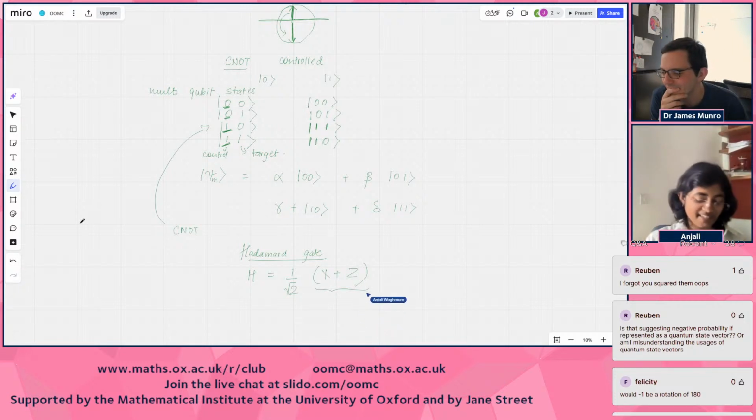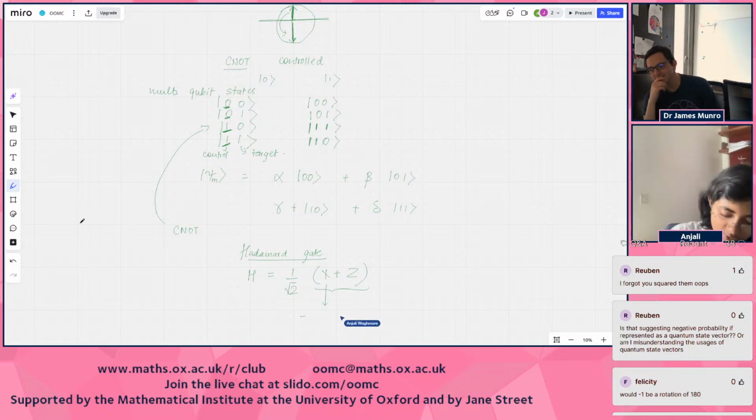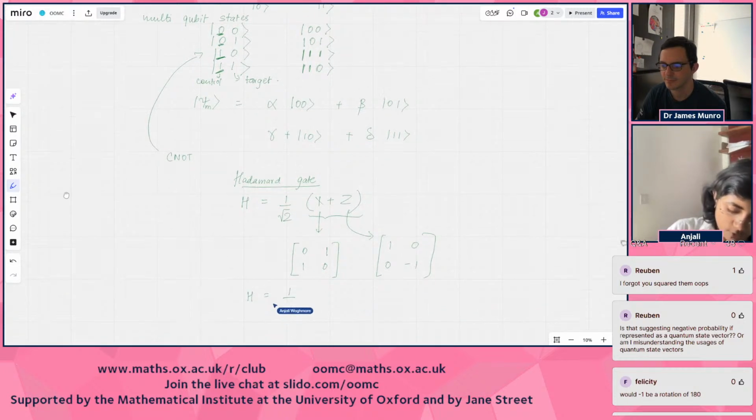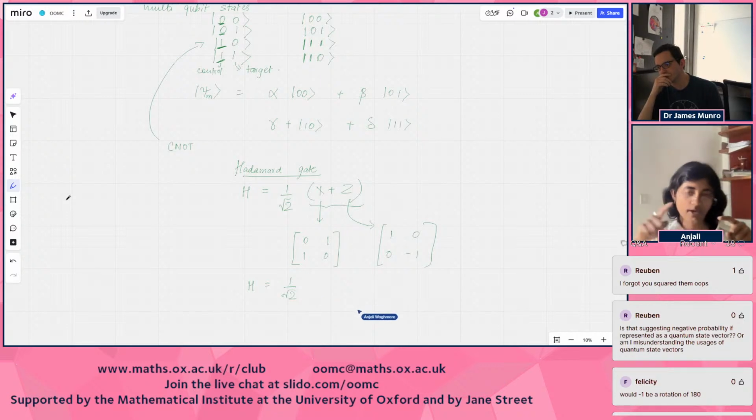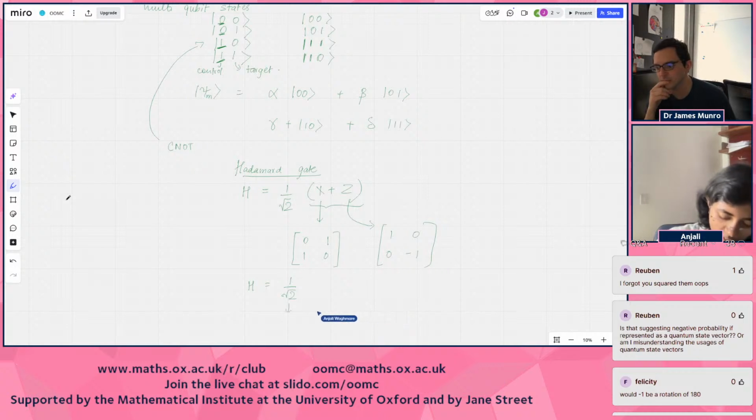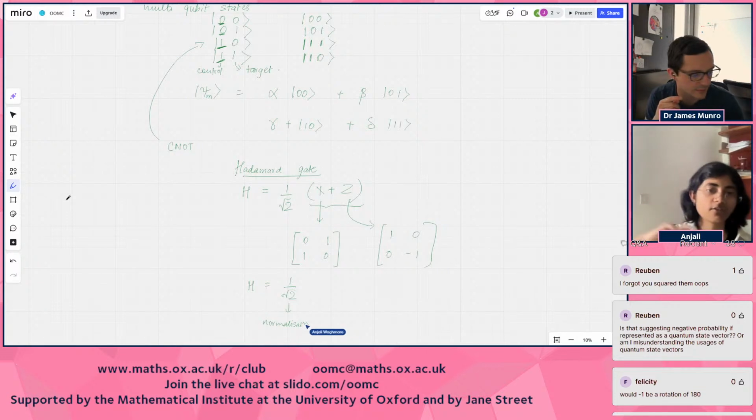Essentially, it's a combination of the X and Z gates that we saw earlier, and it does an interesting thing. X for us was 0, 1, 1, 0. And Z was 1, 0, 0, minus 1. So H is 1 over square root 2 times the combination. The 1 over square root 2 factor is just to make sure that when you square and add, you get 1. So half plus half is 1. We call this a normalization factor. It's really to make sure that the length, or the probability, remains 1.